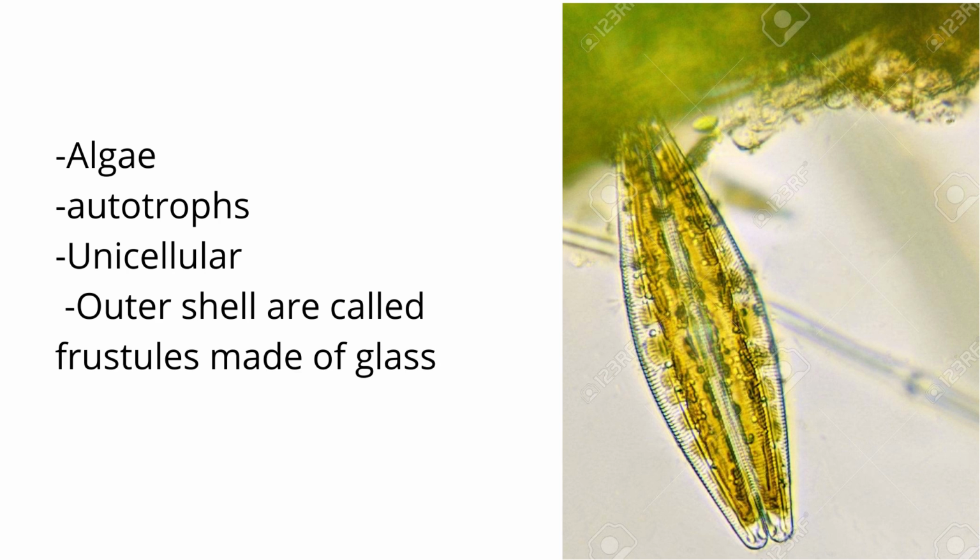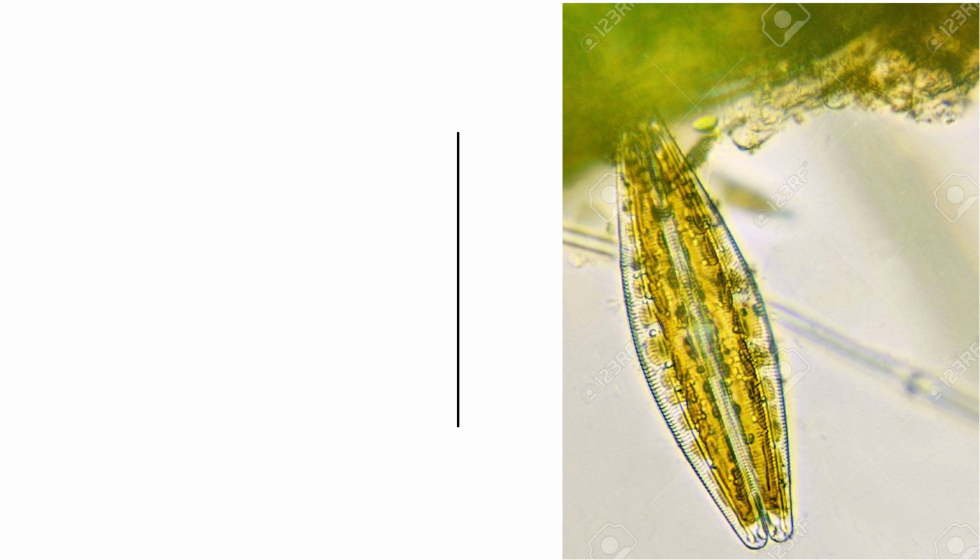These algae are autotrophs, which rely on sunlight, water, and carbon dioxide to produce their food. They are also unicellular, single-celled organisms. As you can see on your right, there's a picture of a diatom, and the outer shell is actually made of glass. What we call that is frustules. I think it's frustules, but maybe it's frustulus.